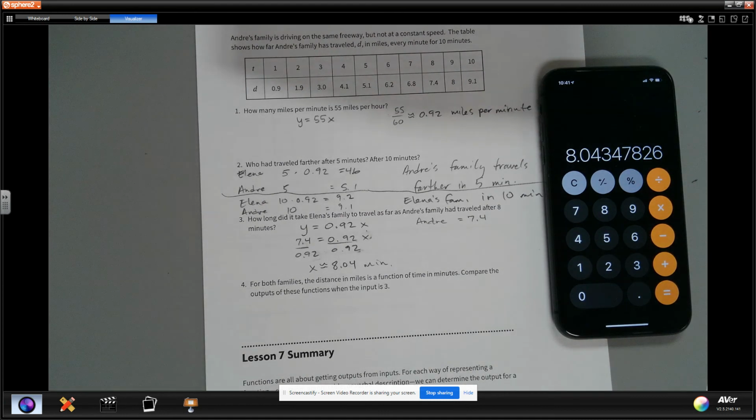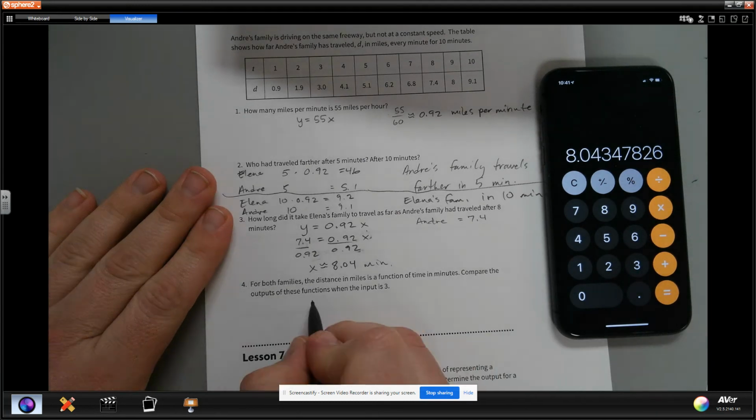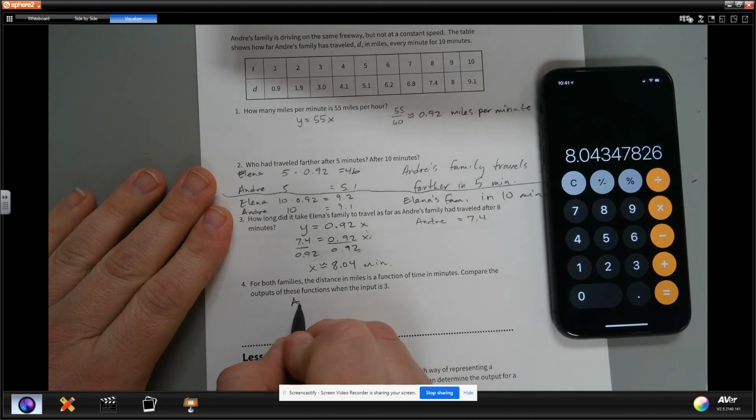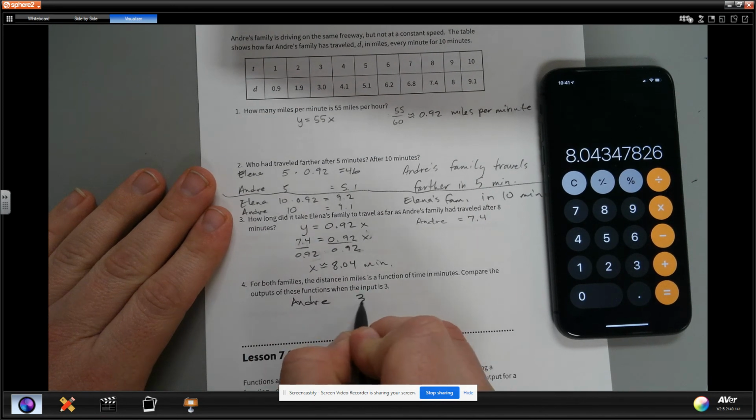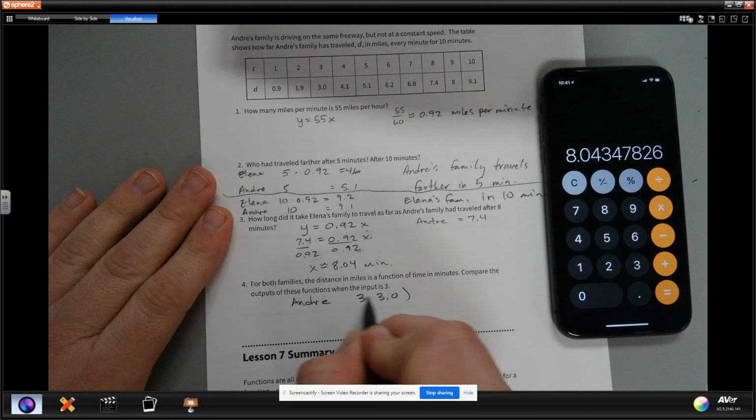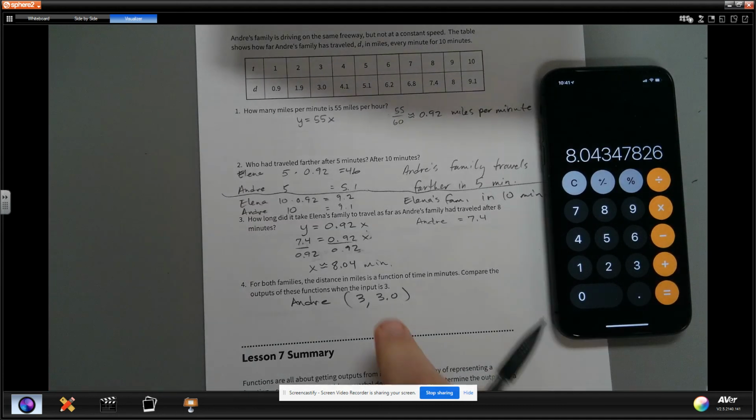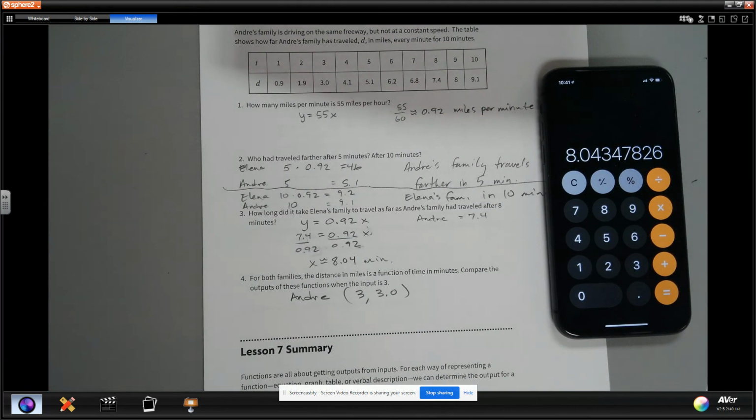So for both families, the distance in miles is a function of time in minutes. Compare the outputs of these functions when the input is 3. Well, when the input is 3 for Andre, that one's pretty simple to look at. 3 and 3 miles. So at that one, they are going about 60 miles per hour.